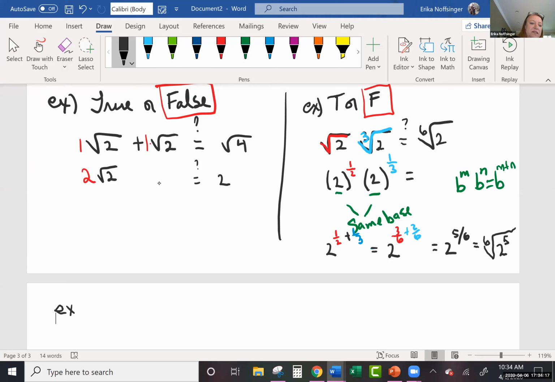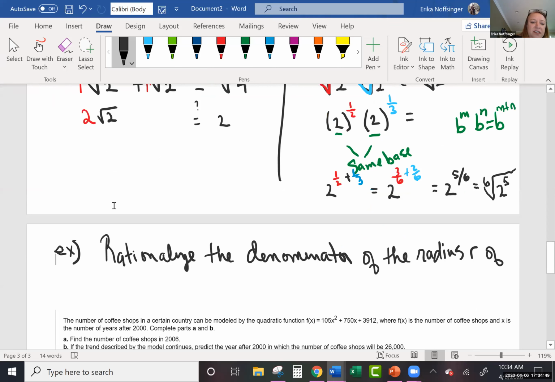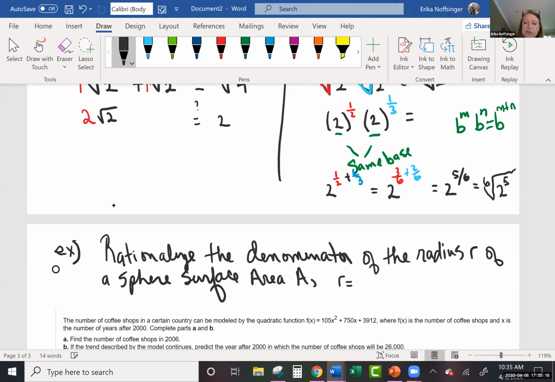What if it asked you to rationalize the denominator of the radius r of a sphere with a surface area A, where r is equal to the square root of A all over 12 pi?